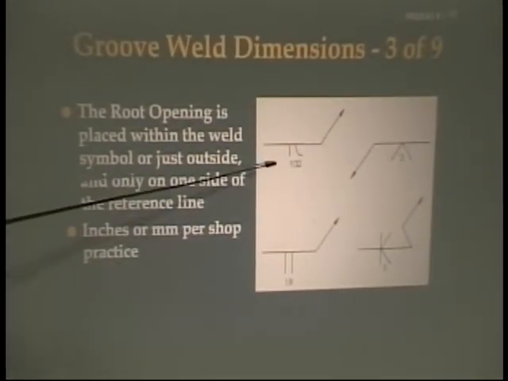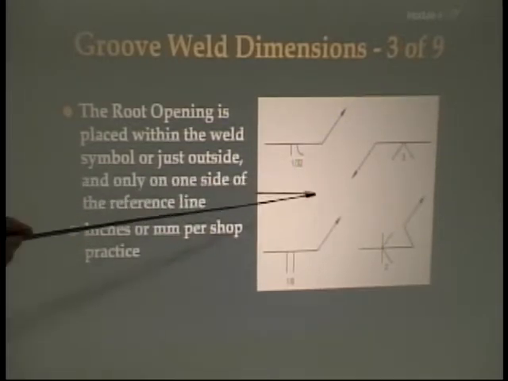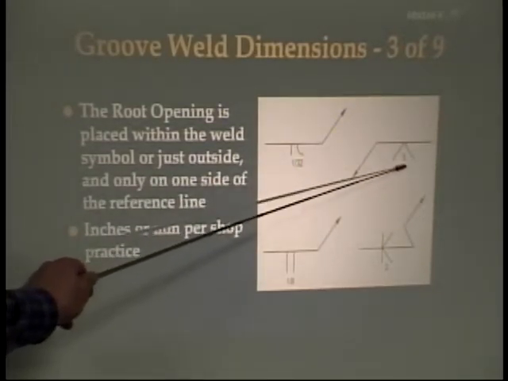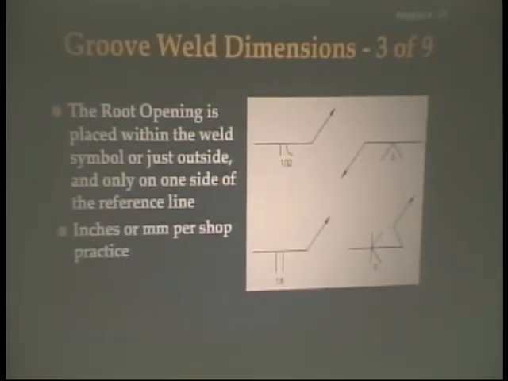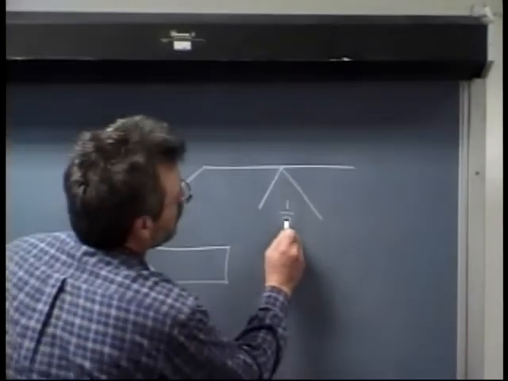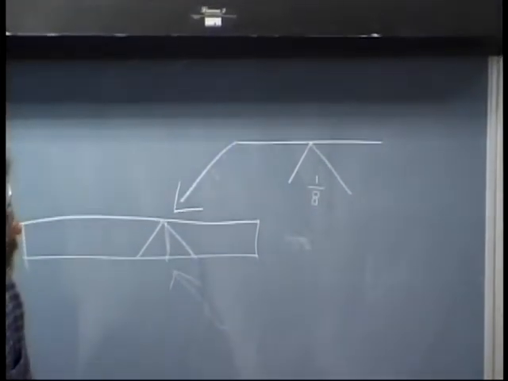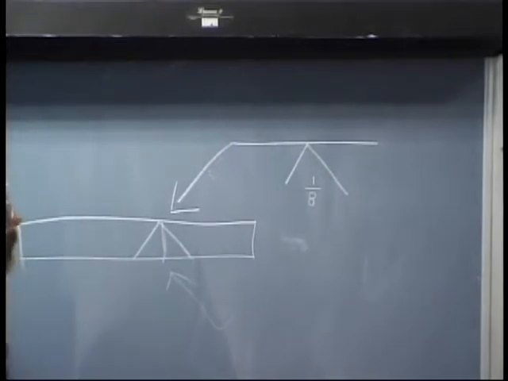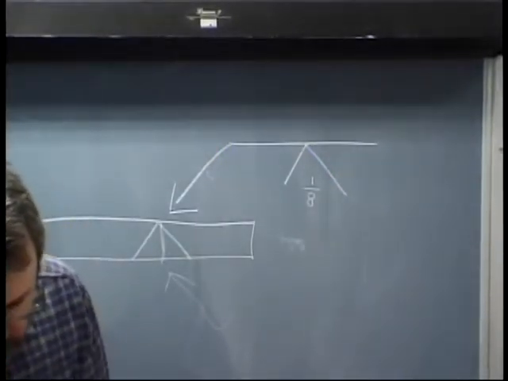So here we have a flare bevel, and they want a 1/32 root opening. Here they show us a single V, and they want a 3 millimeter root opening. That 3 millimeters is not quite 1/8 of an inch, so we're going to go with 1/8 of an inch. So on our example, we would put 1/8 of an inch right there. Next, the second thing would be to verify the groove angle.